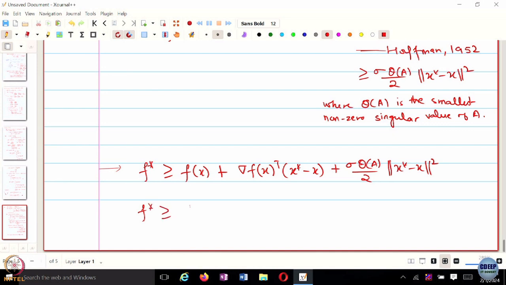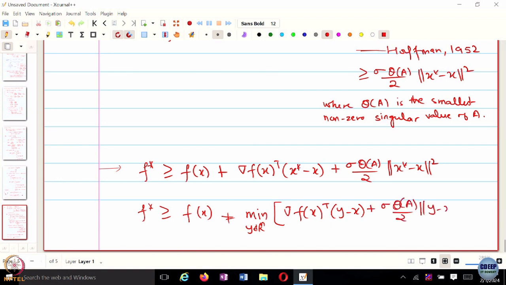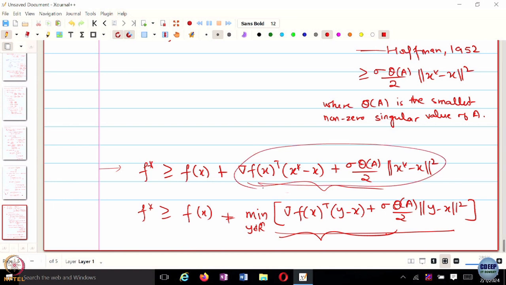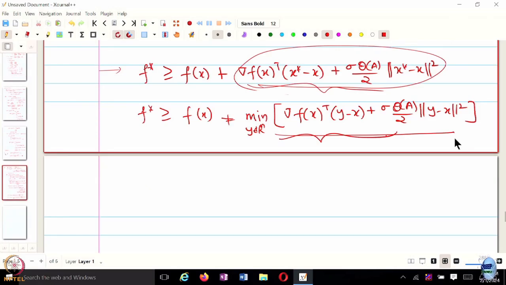So f star is greater than or equal to this, and the right hand side is true specifically for x star. If I try to minimize this with respect to y, let's say in R n, this would still be true, because this minimum value is going to be smaller than when you choose y exactly equal to x star. The minimum value can be at x star or something else, but the value of this function is always going to be less than or equal to the value when you choose y equal to x star. So that is what we have written. So f star is greater than or equal to this particular term.